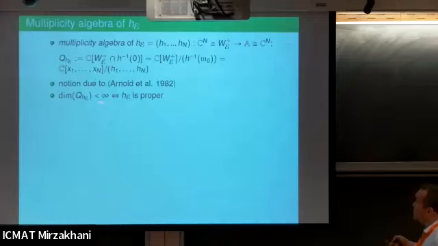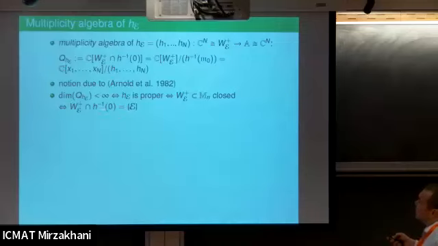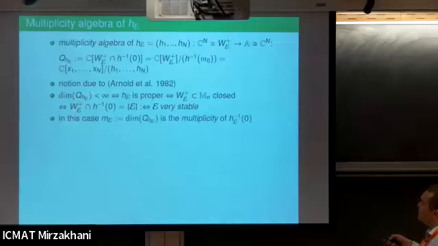So this algebra is finite dimensional if and only if this map is proper. So if and only if we are in the very stable case, which for us means that it intersects the nilpotent cone in a single point. In this case, the dimension here is what we call the multiplicity of this map, the length of the zero fiber.